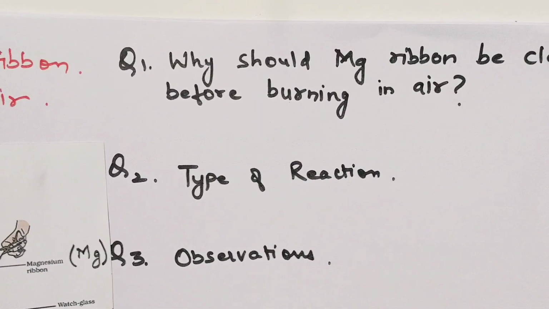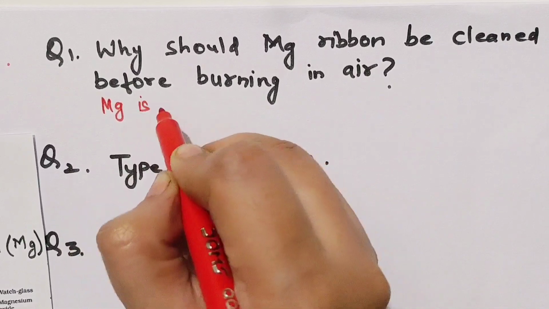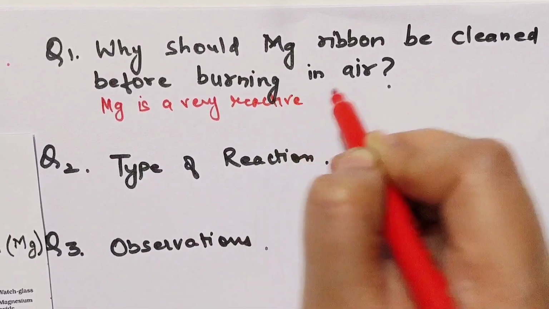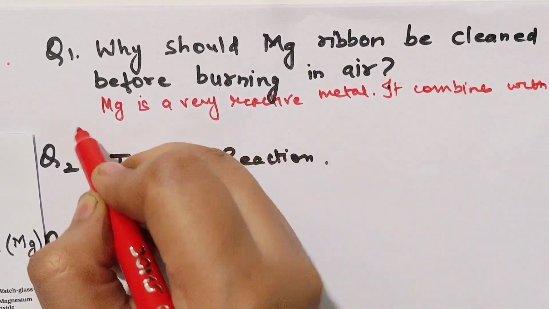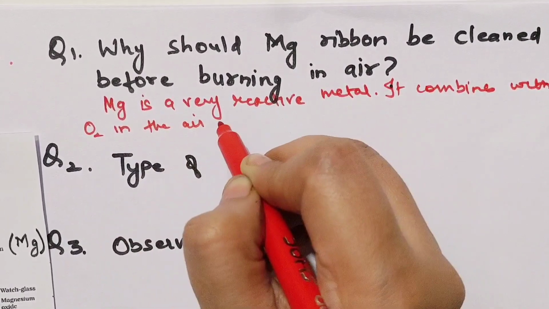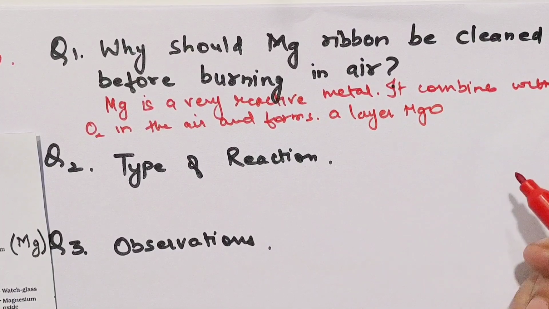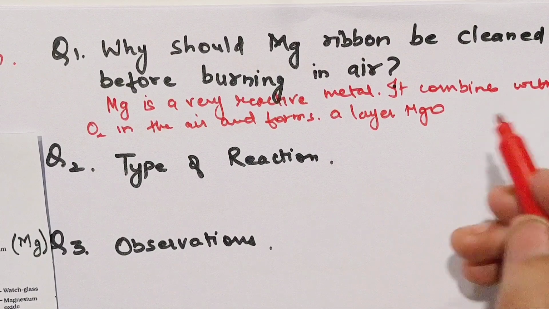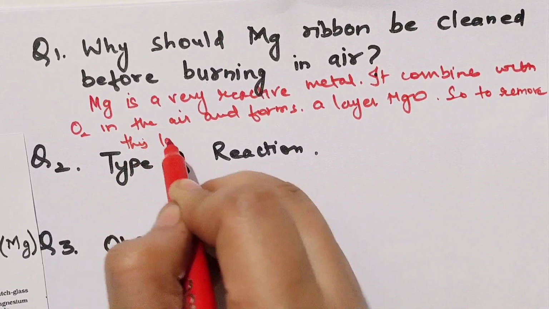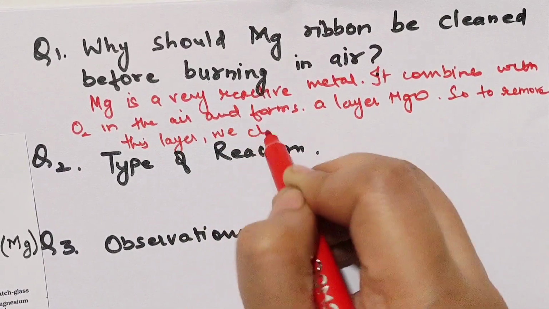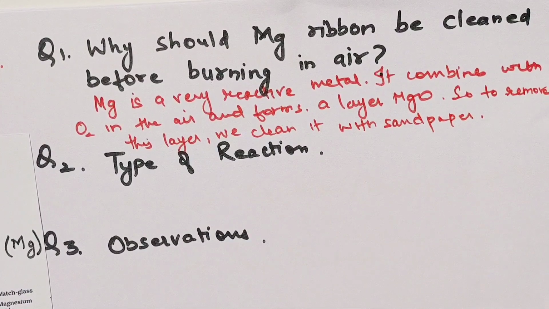First is, why should magnesium ribbon be cleaned before burning in the air? Now, we know that magnesium is a very reactive metal. It combines with oxygen in the air and forms a layer of magnesium oxide which renders it inactive, which interferes with the burning. So to remove this layer, we clean it with sandpaper. This also happens to be an in-text question of your book.